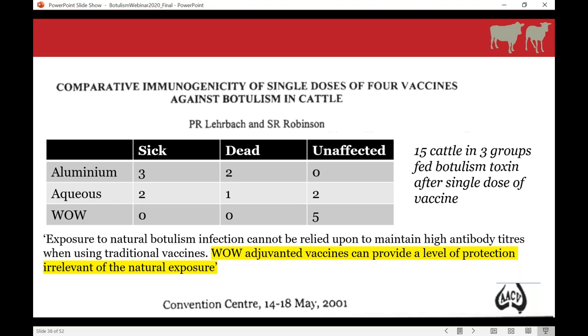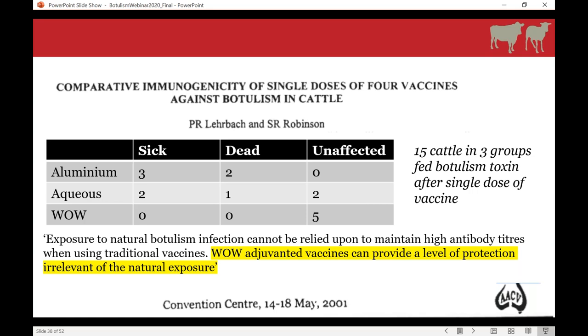So five of the cattle were vaccinated with a traditional aluminium-based vaccine, which these days would be like Ultravac C&D or Webster C&D. Out of the cattle, all five cattle showed symptoms, and two of those cattle went on to die and three recovered. So none of the cattle were unaffected.